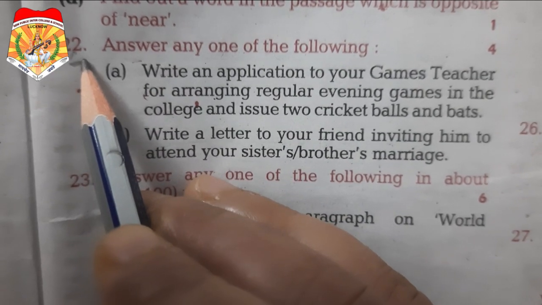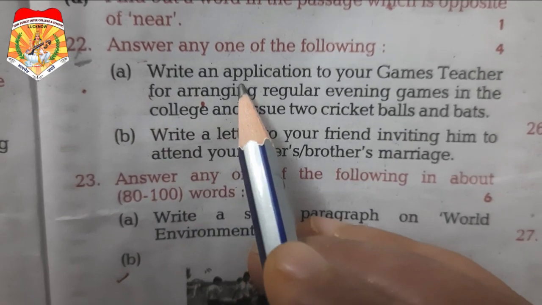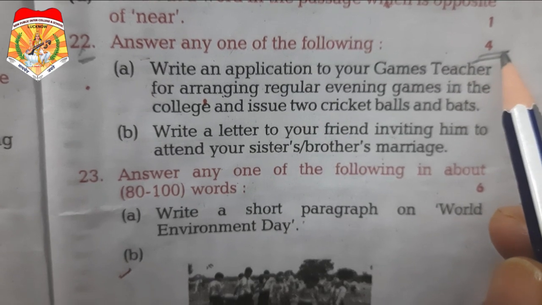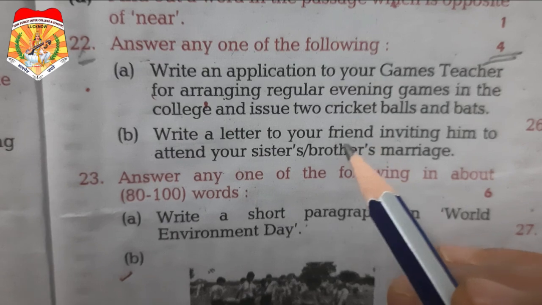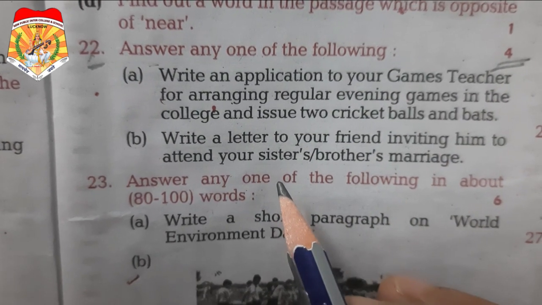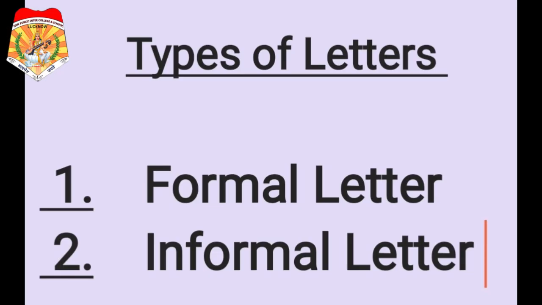Now we come to question number 22, in which you have to write a letter or application which is of 4 marks. As there is a choice between letter and application, so you can do either one. So let's discuss the letter first. As you know, there are two types of letters, formal letter and informal letter.